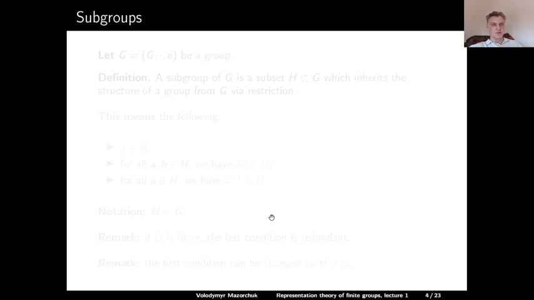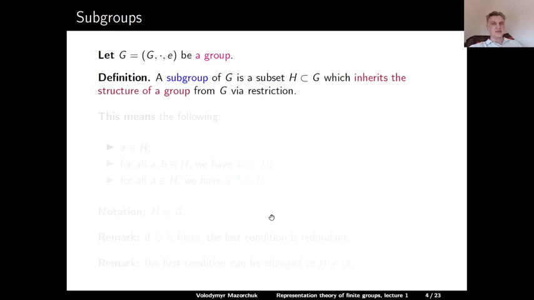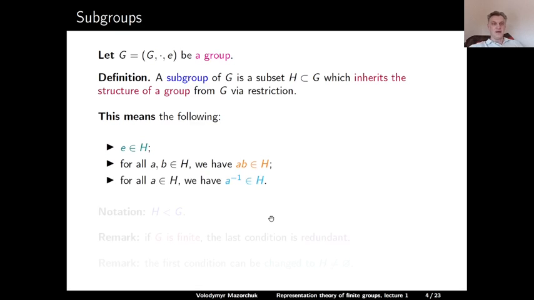Let us now talk about subgroups. Let G be a group. A subgroup of G is a subset H of G, which inherits from G the structure of a group by restriction. So this means the following. First of all, the identity element must belong to H. Then, given two elements A and B in H, their product AB must belong to H. And finally, for any element A in H, the inverse A inverse of A also must belong to H.